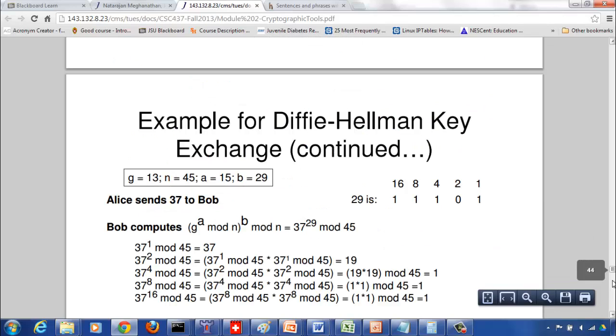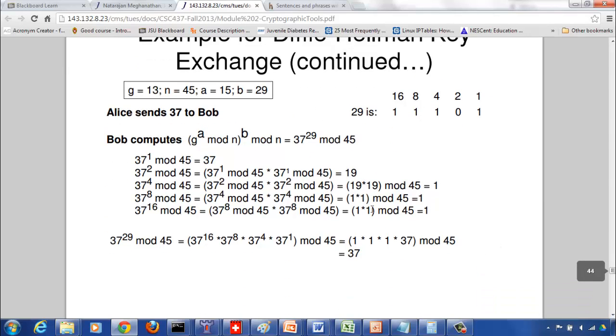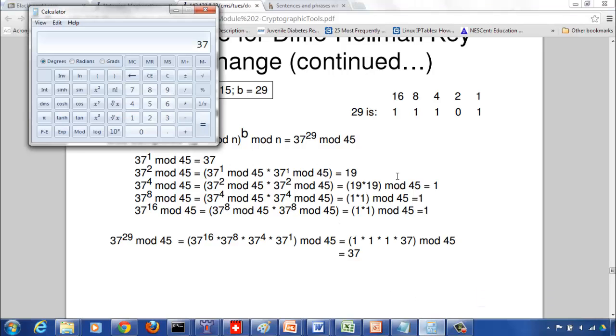So we send that to Bob, and Bob computes 37 raised to his B value, 29, mod 45. So 37 raised to 1 mod 45 is 37. Of course, 29 in binary is this, so we'll go until 16 and then put everything together. 37 squared mod 45 is 37 raised to 1 mod 45 times 37 raised to 1 mod 45. So essentially we are computing 37 times 37 divided by 45 minus 30 times 45, that is 19.